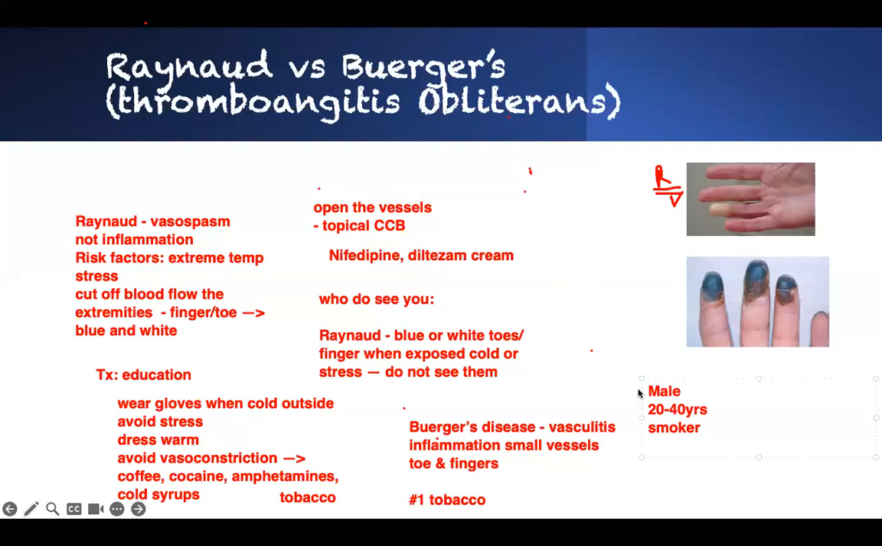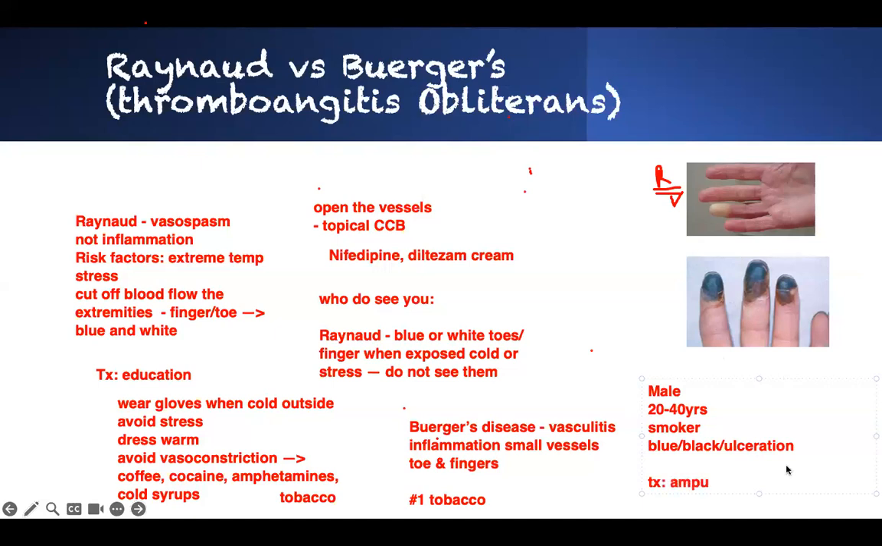They will come in with just a blue toe, really, really blue and black, and they will have ulceration. Raynaud will never show any ulceration. The hand will look red, like you can see, red and white. This one is black. The toe is dead, and the finger is dead. Putting this in water is not going to change anything. And some of the time, the surgical treatment is amputation.